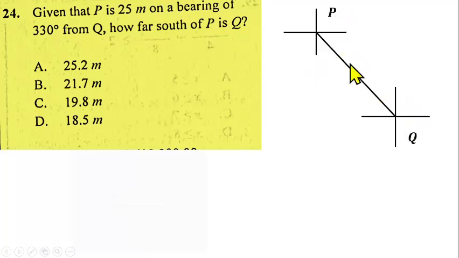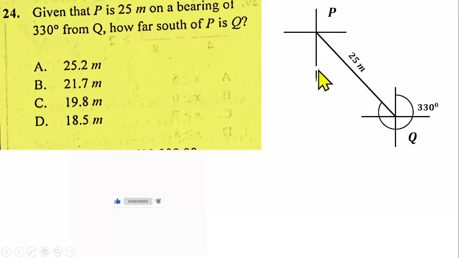And we are told that the bearing of this P from Q is 330 degrees. That will be from the north back to this point here where this line joined them, so that should give us 330 degrees. Then we are told that the distance between P and Q is 25 meters. So from there, how far south of P is Q? Where is the south of P? This is the south of P here.